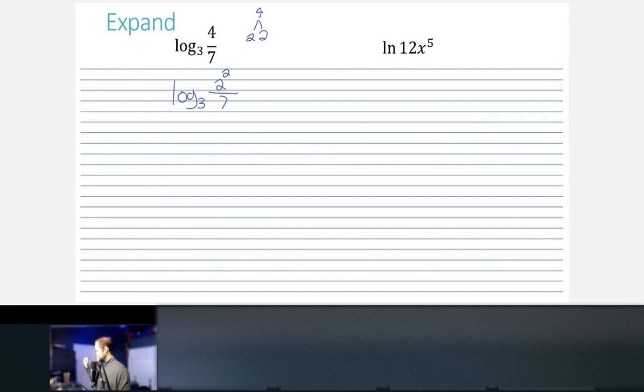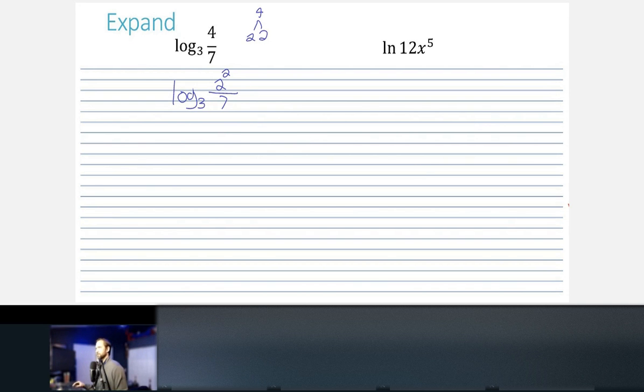So we want to make sure all our numbers are prime numbers with exponents. So we don't want to write that as 2 times 2. We want to write it as 2 squared. All right, so we have everything written as prime numbers with exponents.